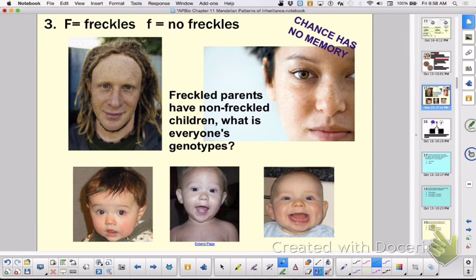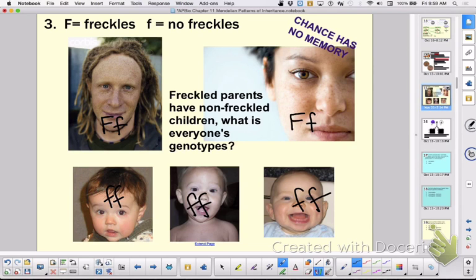Okay, do the parents have freckles? Yes. So what's their genotype? How would I write that? Capital F, lowercase f, and dad? And none of these children have freckles. What is their genotype? Little f, little f, for each of them.